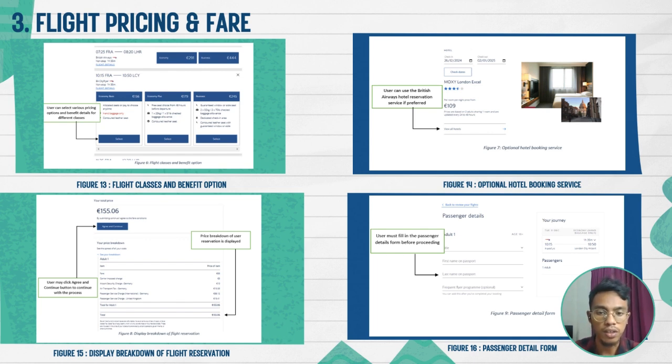And then after filling up the reservation details, the user will see the breakdown of the flight reservation. This is where every price is calculated and will be displayed to the user. And then after agreeing to the breakdown, the user will see the passenger detail form. This form is required before continuing the process of payment.